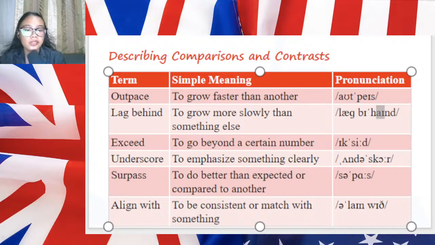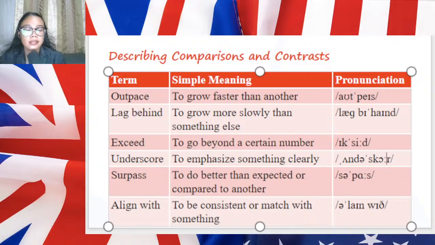Again, score. It starts with a consonant cluster of the letters S and C, followed by a diphthong sound O, and then it ends, of course, with a letter R sound. So this means that the letter E in the spelling, which is at the end, is a silent letter. So this is underscore. Again, underscore.